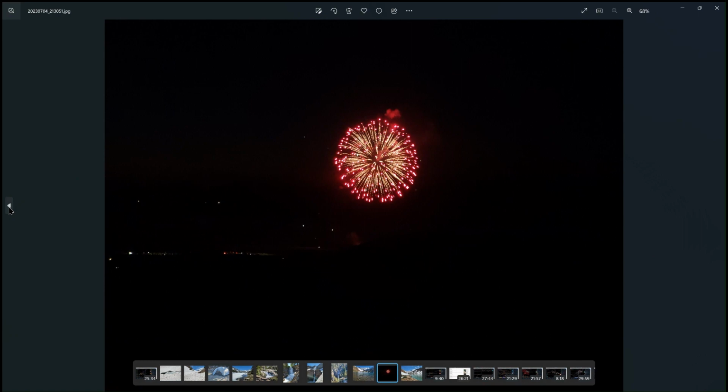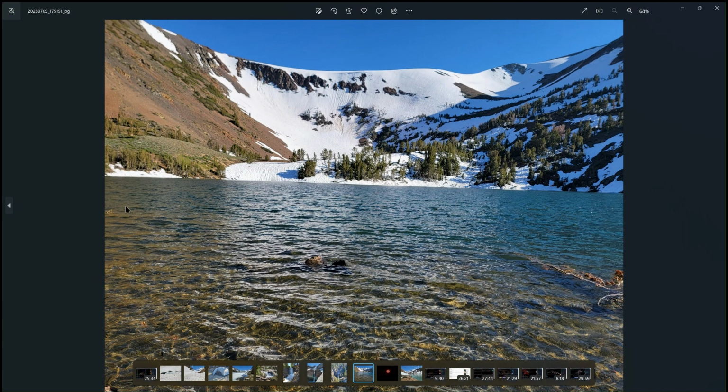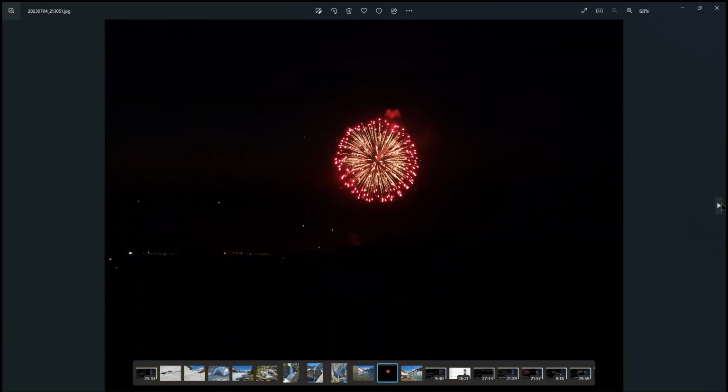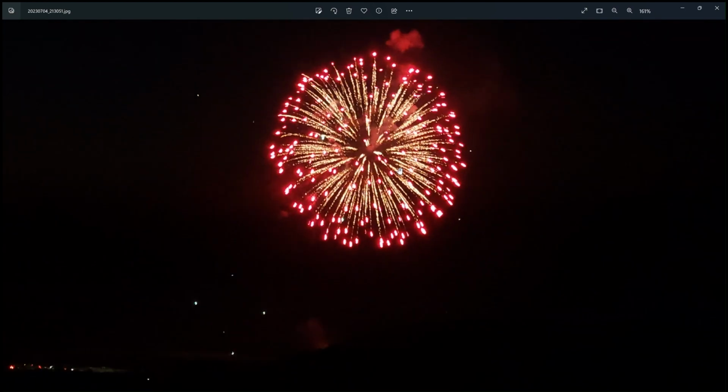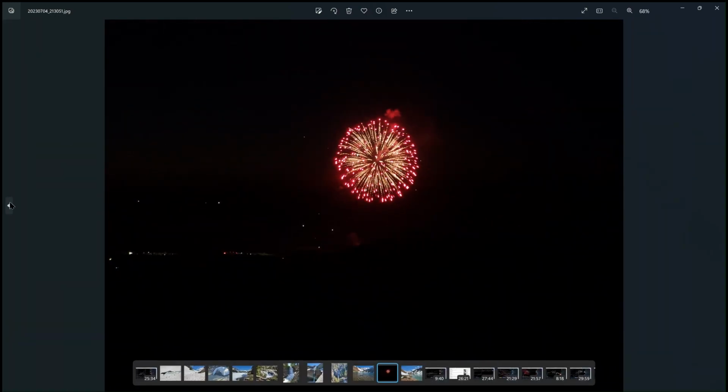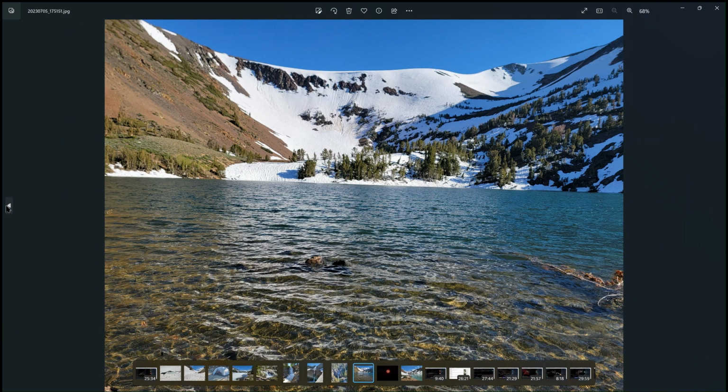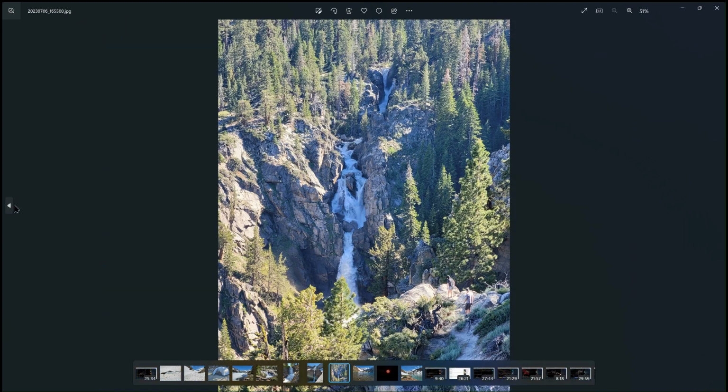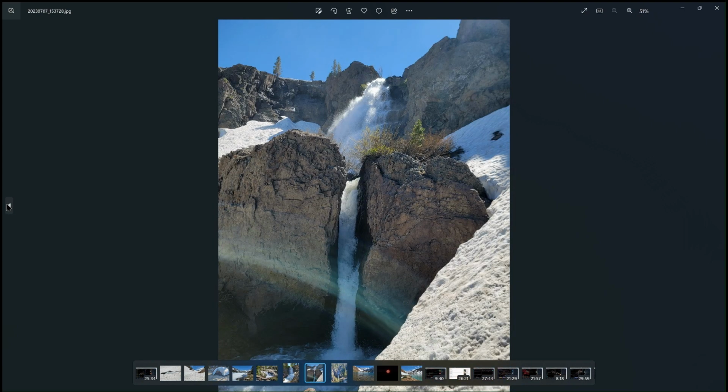There's fireworks over Convict Lake. I'm sorry, fireworks over Crawley Lake. I was playing around with the camera trying to get the best shot. That is Virginia Lakes, the top of Virginia Lakes. That is, I believe that is Horsetail Falls. And that is at Twin Lakes, I believe. These are all in the eastern Sierras in California.